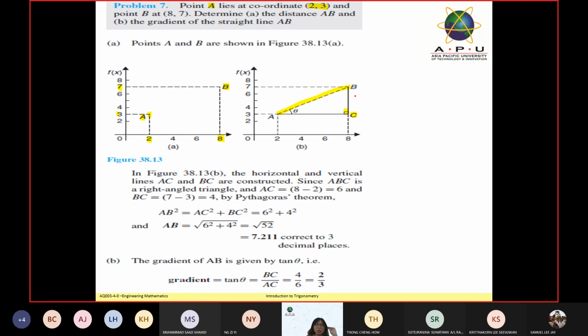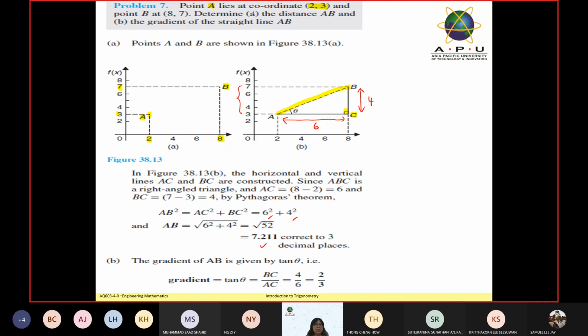So how do we actually know the length of BC and also AC? Since this is in the coordinate system, it will be very easy. We can just read the values here. How many units here? Here is 4, right? And then from 2 to 8, here will be 6, right? So it is 6 squared plus 4 squared. The square root of 52 gives us 7.211. You can also write it as 7.21, to 2 decimal places. So that's how we get AB.